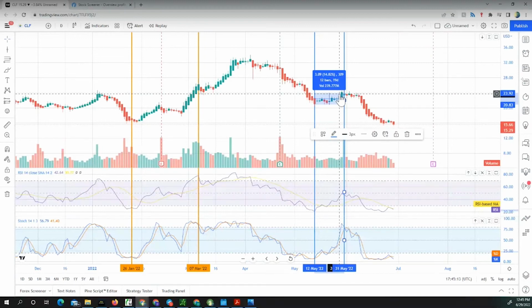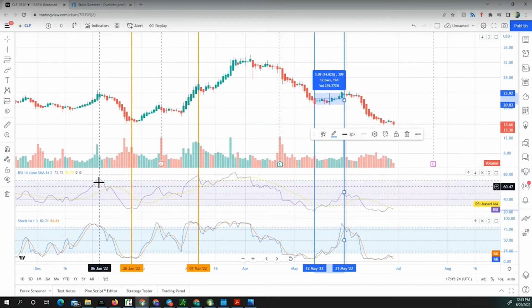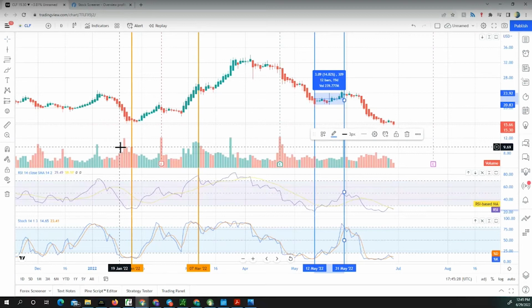So with this, you can see that whenever blue crosses the yellow, there's something going on, and whenever blue crosses below, there's something going on. So you can use that in combination with RSI and other things, the volume, and you can play with that to determine your entries and your exits.